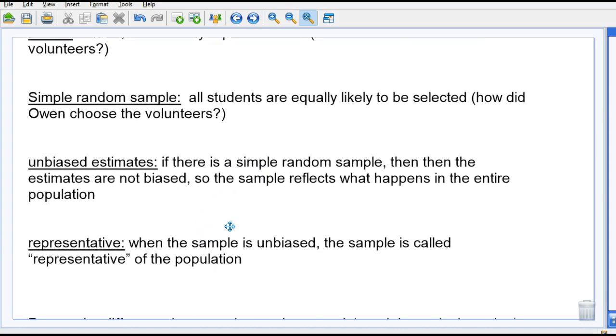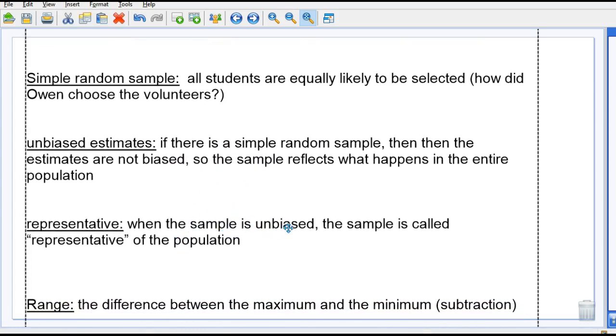Okay, the next term, representative. When the sample is unbiased, the sample is called representative of the population, meaning that we have a random sample, we can say that it seems to represent the entire population. We don't need to have the entire population answer the question if we have a representative sample.